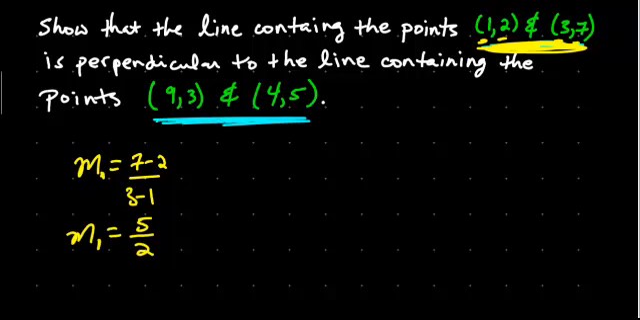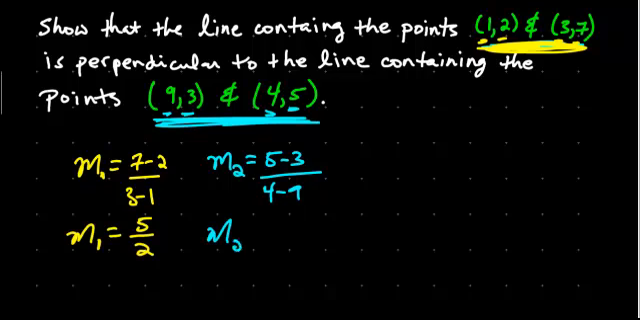Let's do this one in magenta. Say M2 equals 5 minus 3 over 4 minus 9. M2 equals negative 2 over 5. So 5 minus 3 is positive 2, but I know this bottom down here is negative, so that's why I hadn't made it negative. 4 minus 9 is negative 5.